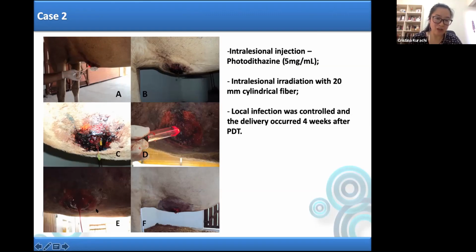Here's the kind of exudation that we have just after the response. This was a single session. The PDT was in Pará, in the north part of Brazil, and I don't have any other clinical pictures from this animal. But at the end, 4 weeks after the PDT, there was the delivery, and the horse was born completely normal, with no infections of the baby.